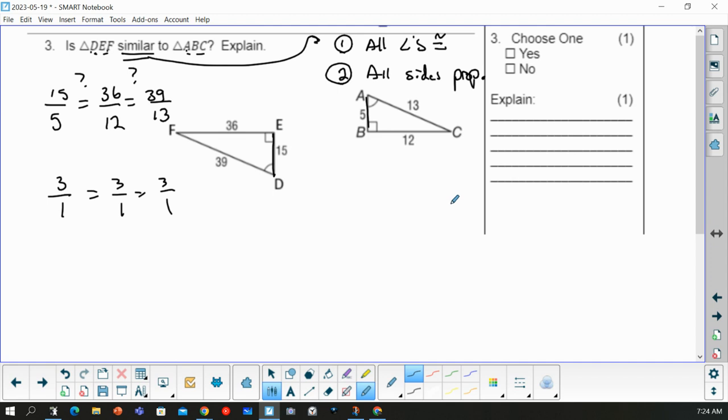The next thing I look at is, are the angles congruent? Notice I've got this angle is congruent to this angle. There's one pair of angles congruent. How many angles does a triangle have? It's got 3, right? This angle is congruent to this angle.